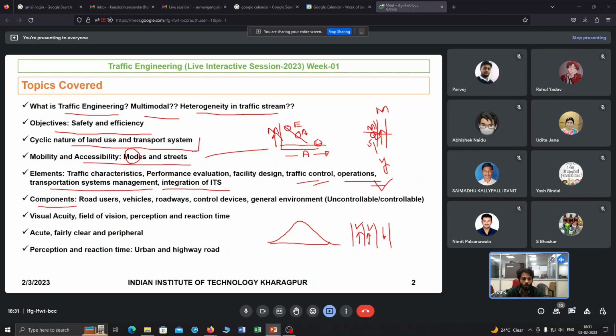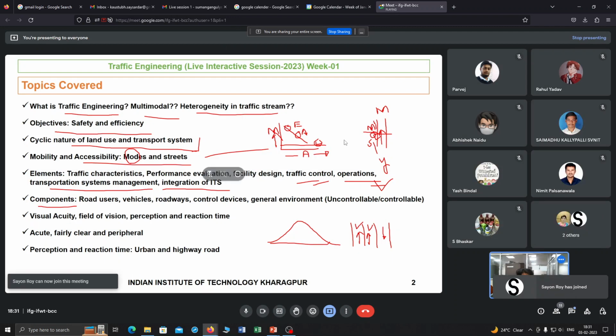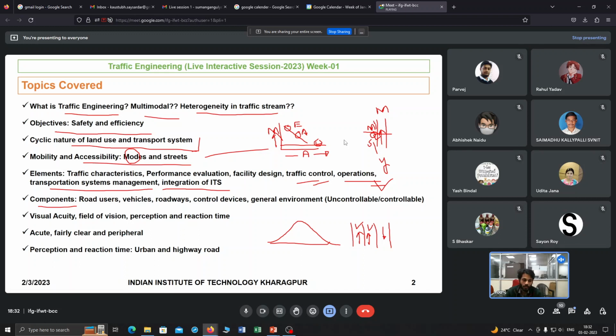But the road is designed by the traffic engineer. Maybe pavement people are building it, but the sight distance, the minimum distance available from a driver's perspective, the length of a curve, the grade, the length and the width, those are decided by a traffic engineer. So you have direct influence on those things. Now the control devices I already mentioned, and also the general environment.